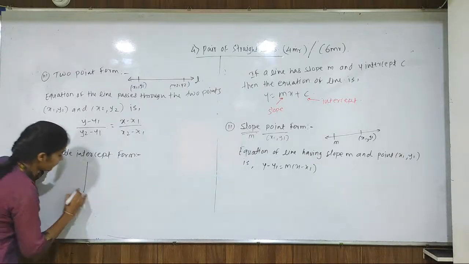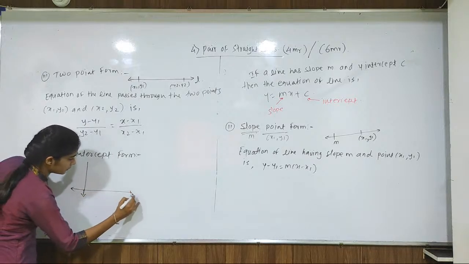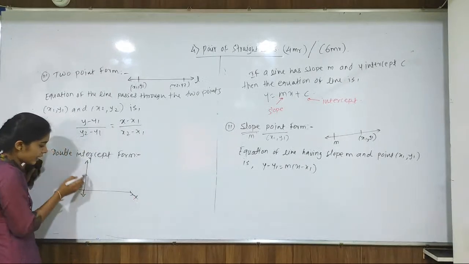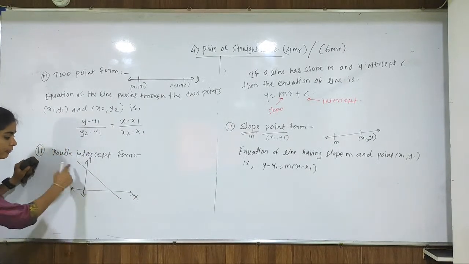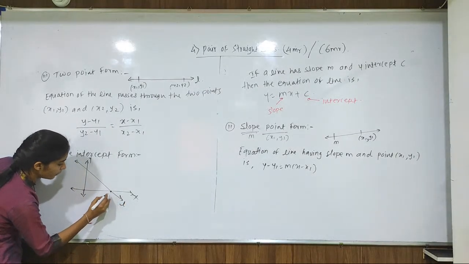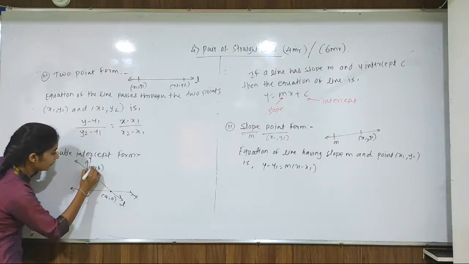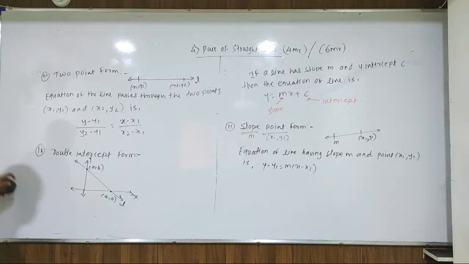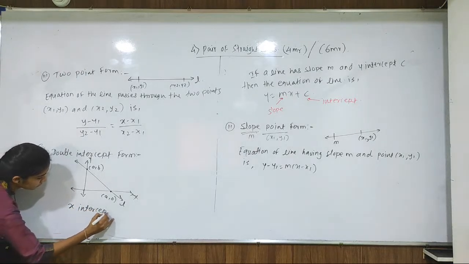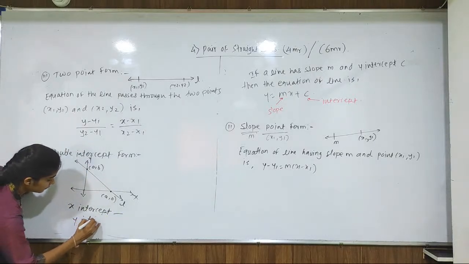So this is our coordinate axis. This is the x axis. This is the y axis. So this line will pass through the x axis and y axis. This line is called line L. This point is a comma 0, and this point is 0 comma b. Now tell me, what is the x intercept? And tell me the y intercept also.